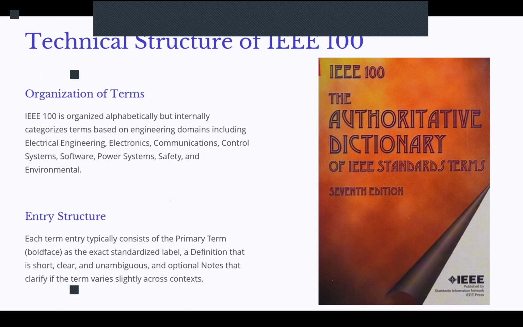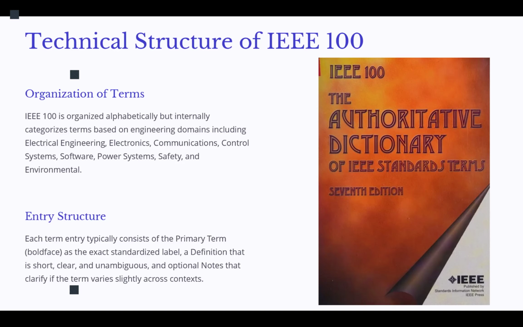Now, let's talk about how IEEE 100 is structured. IEEE 100 is basically an organized alphabetical list of terminologies. It's a dictionary that is organized alphabetically, but it's not just that. Every word is also categorized into a certain subfield of electrical engineering, for example control systems, power, signal processing, or communication. So those alphabetically ordered terms are also categorized and may have different meanings, different definitions, in different categories.